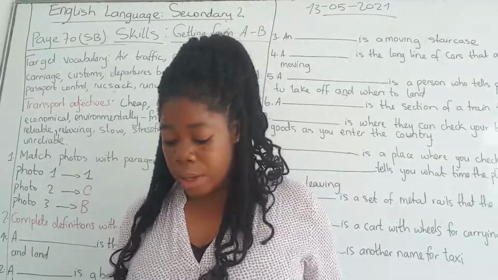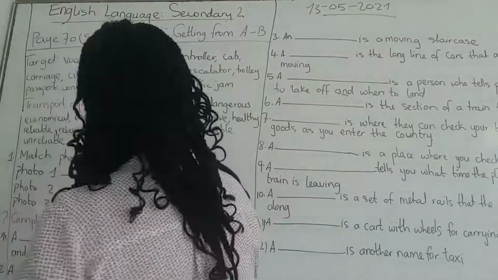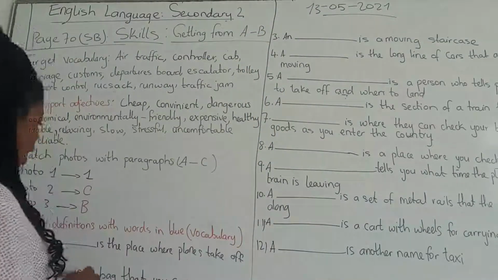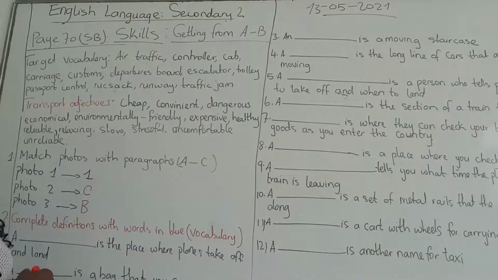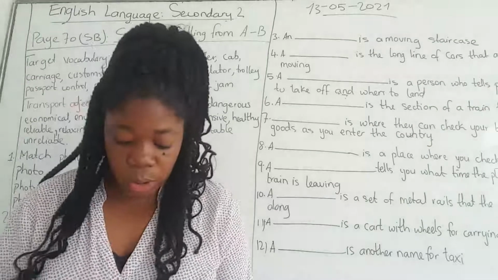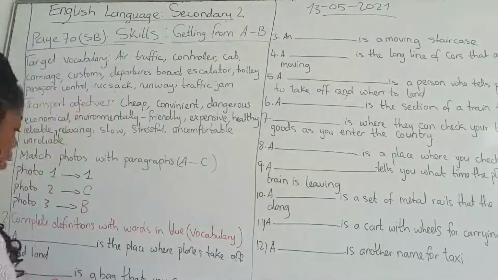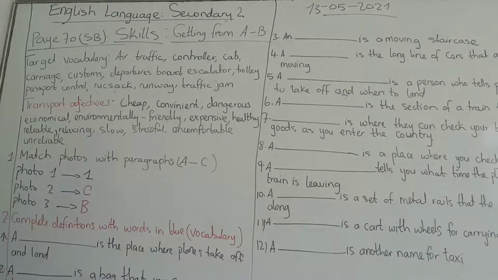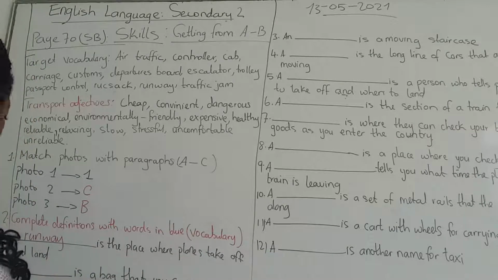We have number 1. Where is number 1? This is number 1. A dash is a place where planes take off or land. Which word? According to the text, a runway. A runway is a place where planes take off and land.